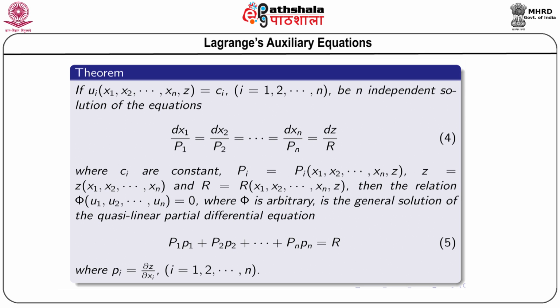So, if the u_i's are the solution of the simultaneous equation 4, then the solution of the quasi-linear equation which is written in equation number 5, P1 p1 plus P2 p2 plus ... plus Pn pn equals R, is given by phi of (u1, u2, ..., un) equals 0, where these p_i's in equation number 5, small p_i's, are the derivative of the dependent variable z with respect to the independent variable x_i, i equals 1 up to n.